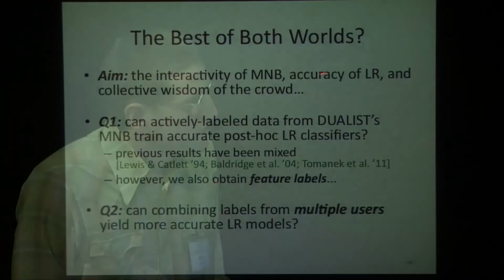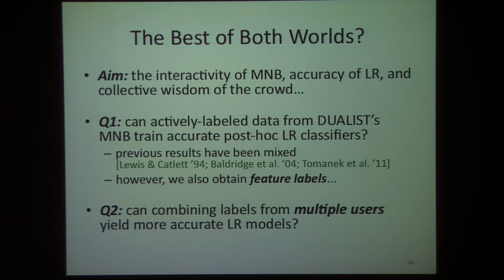However, we're also obtaining feature labels here, and there are some other differences in this interactive paradigm. So we don't necessarily know what would happen. Is it possible that these additional feature labels actually can yield better classifiers at the end of the day? And the other question is, if we have multiple users that are interactively annotating text and features and exploring different parts of the instance space, when we combine all those together at the end of the day, do we have a more accurate classifier?